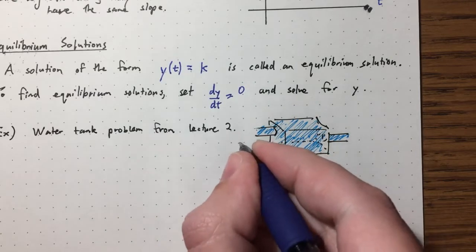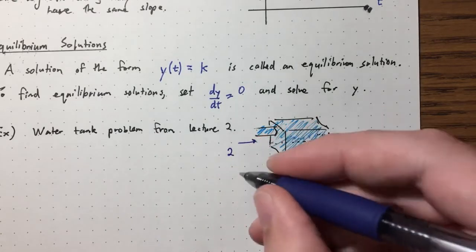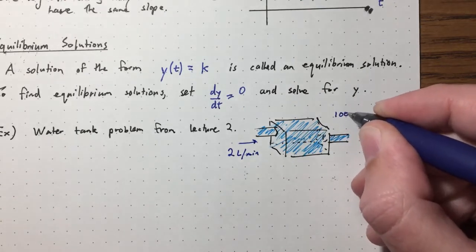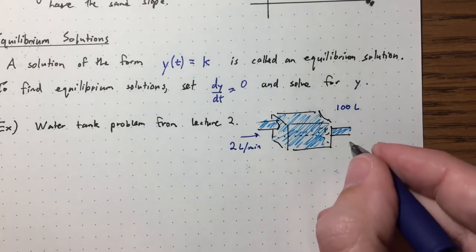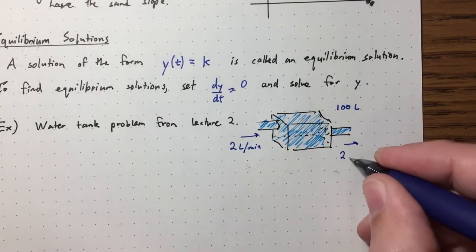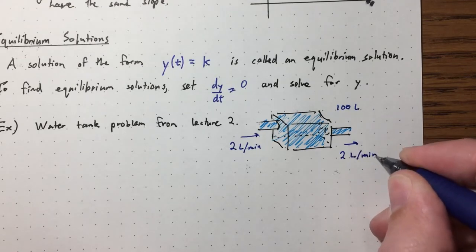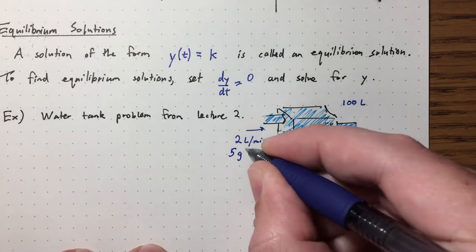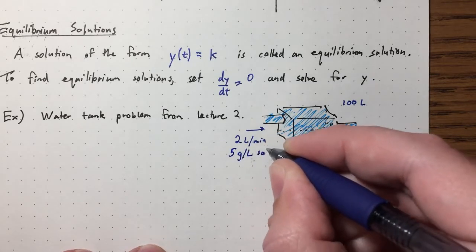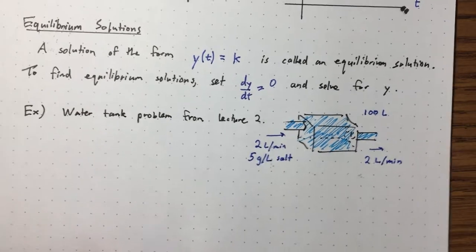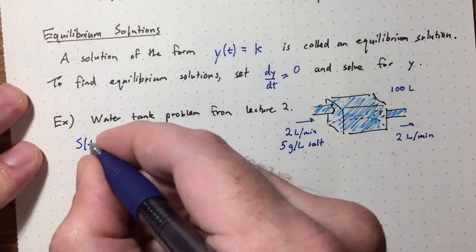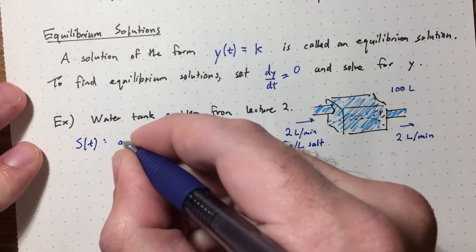The water was coming into the tank at 2 liters per minute. Oh, and it was a 100-liter tank, by the way. And water was coming out of the tank at the same rate. The incoming water had 5 grams per liter of salt dissolved in it. And we wanted to understand S of t, which was the amount of salt.